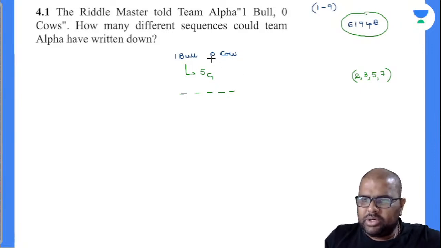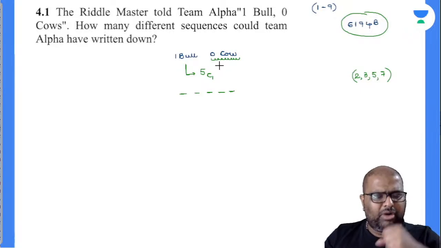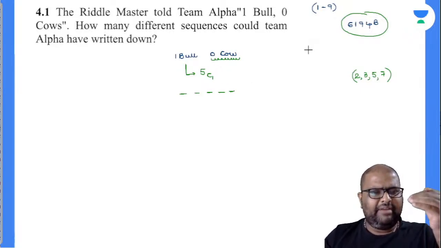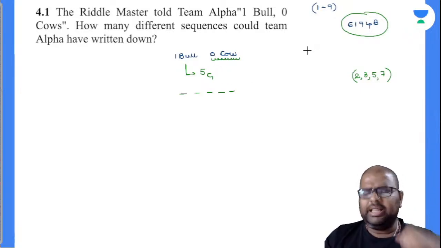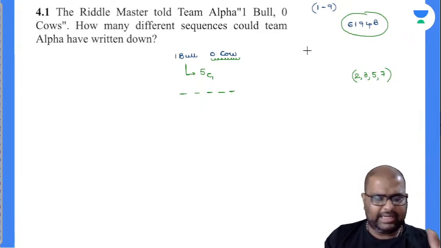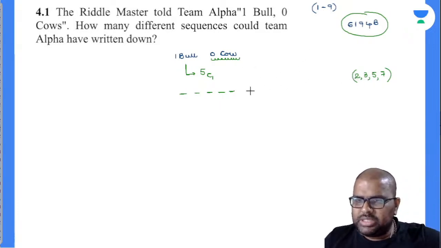Now what about 0 cows? 0 cows means you didn't identify a correct number and their position also. First of all, you didn't identify the correct number, so you have to choose the remaining 4 numbers.